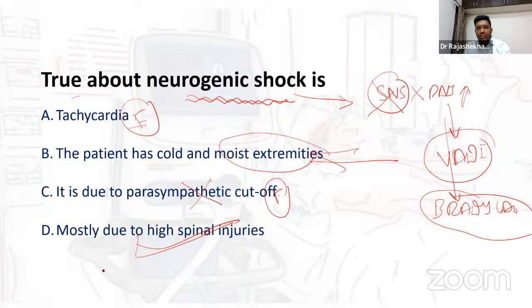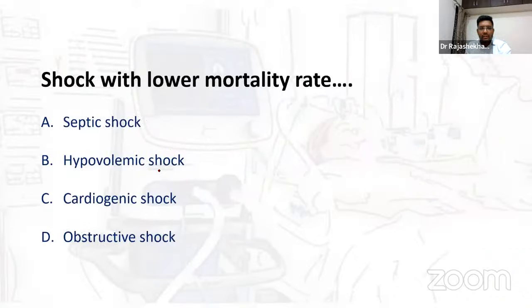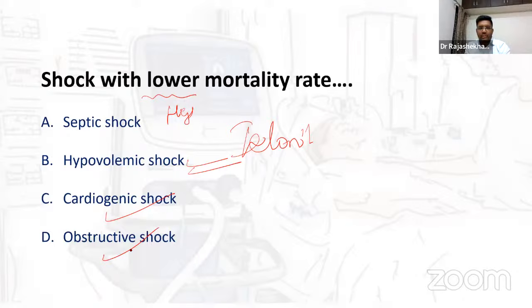Then, the shock with the lower mortality rate, as I have mentioned, is hypovolemic shock. If a question asks for the shock with a higher mortality rate and the options are similar, I don't know the answer yet, because some studies mention cardiogenic shock has the highest mortality, some mention obstructive shock, some mention septic shock. So I don't think a question will come on the shock with the highest mortality rate, but the shock with the lowest mortality rate is definitely hypovolemic shock.